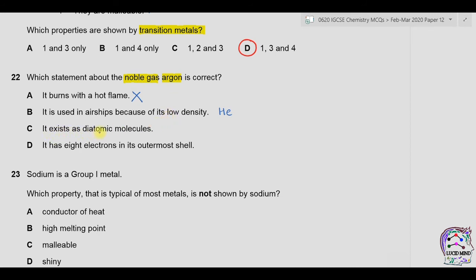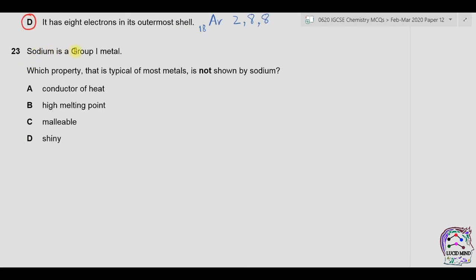C. It exists as diatomic molecules. Now the outermost shell of argon is complete, so therefore it does not react, so only monoatomic atoms are present. So this is also incorrect. D. It has 8 electrons in the outermost shell. Now the atomic number of argon is 18. Let's find out its electronic configuration. We have 2 electrons in the first shell, 8 in the second and 8 in the third. So in the outermost shell we have 8 electrons. So therefore option D is correct. Question 23. Sodium is a group 1 metal.